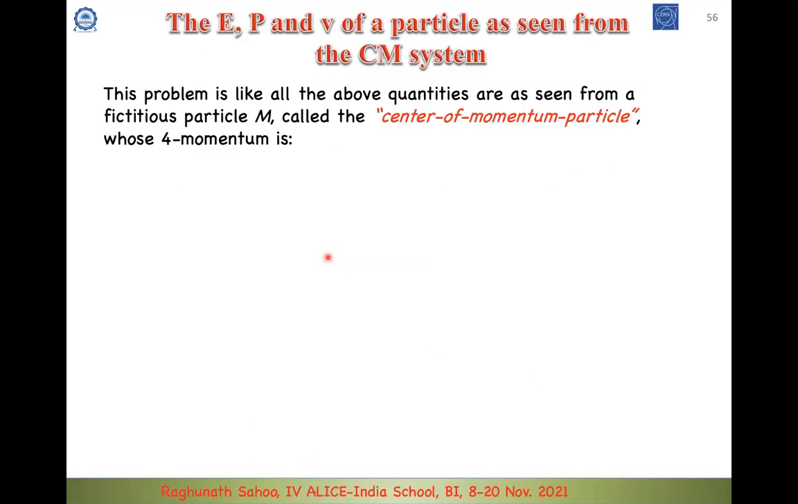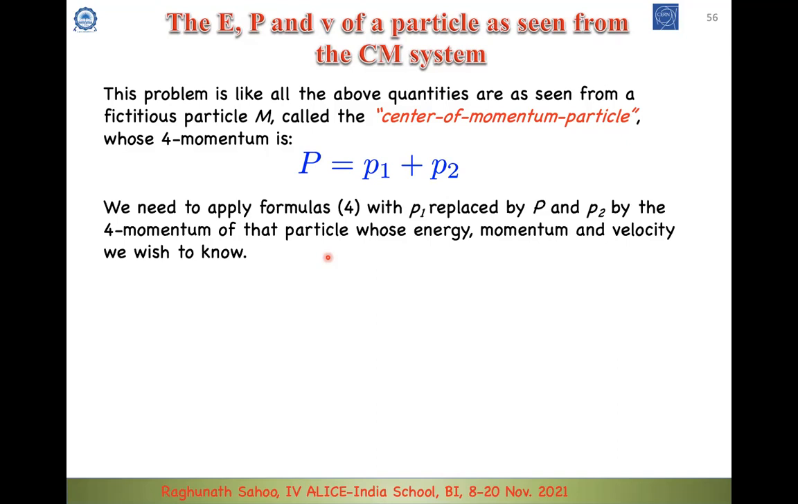Okay, so now I am giving you a new problem. We calculated all this energy, momentum, and velocity sitting on a particle. Now this is a new problem: can we calculate these things for the center of mass momentum of a particle? This problem is already solved, but there will be little resubstitutions because, as we know, the total momentum of the center of mass frame is nothing but P1 plus P2, and we need to apply the previous formula replacing P1 by capital P, and P2 by the 4-momentum of the particle which we are choosing to calculate.